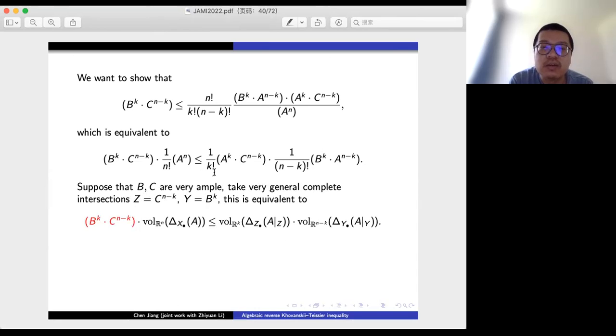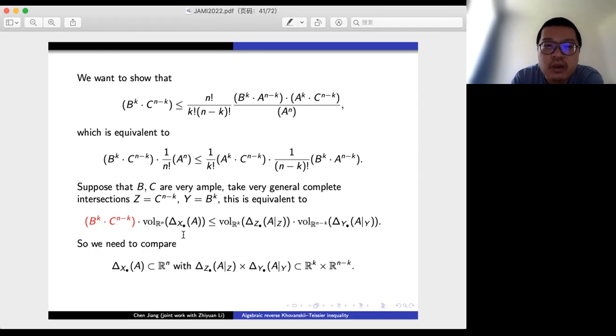Right? So then this annoying constant disappears. It just becomes some constant times the volume of the Okounkov body on X, compared with the Okounkov bodies on Z and Y. Okay, so then let's forget about this red constant for a while. It basically tells us that we need to compare this Okounkov body with the product of these Okounkov bodies, right?